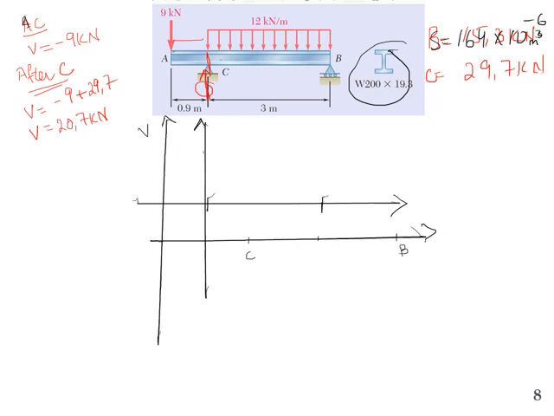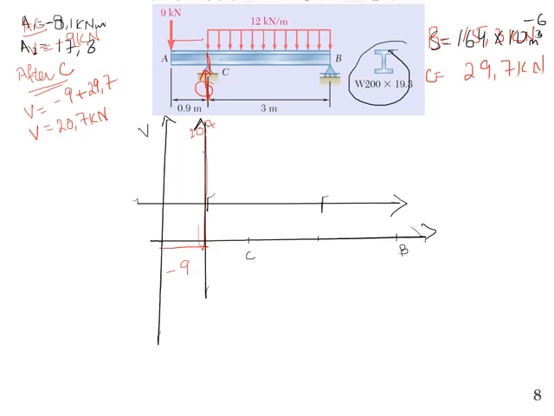From A to C, it will be minus 9 kilonewton. And from C, it will move from minus 9 to 20.7 kilonewton. So this will be 20.7 kilonewton, and this value is minus 9 kilonewton. Okay, now what will be the shear force at B?